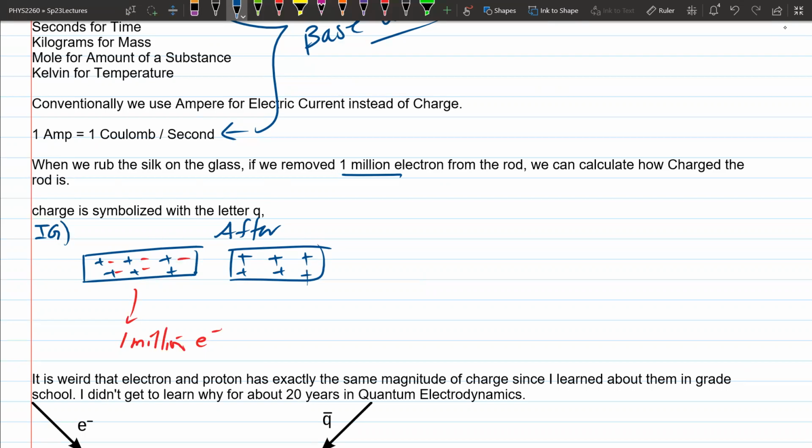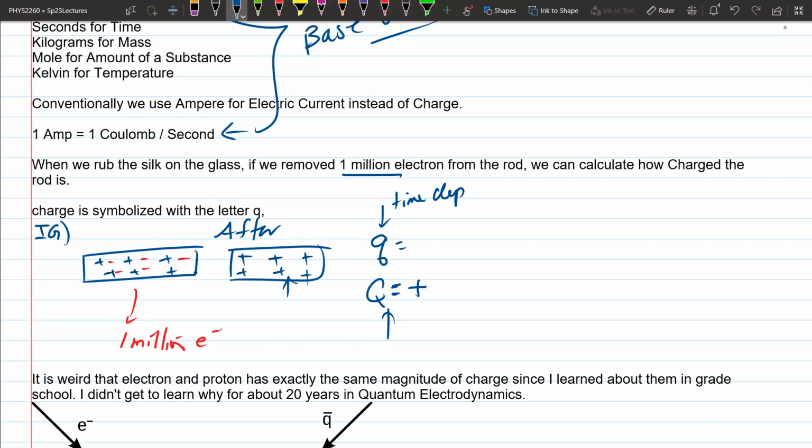Anyone? Positive, because there's going to be a net positive charge left over. When we calculate charge, you usually use either a lowercase q or a capital Q. Typically lowercase means a time-dependent one, and we're going to see this in the future, but since we're calculating this without time dependence, let's just use the capital Q, which is usually the symbol for charge. So how much charge would there be?